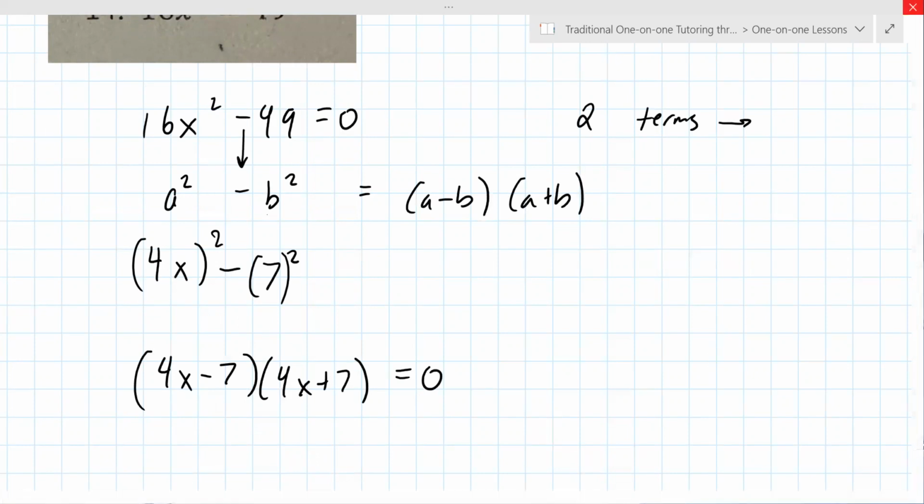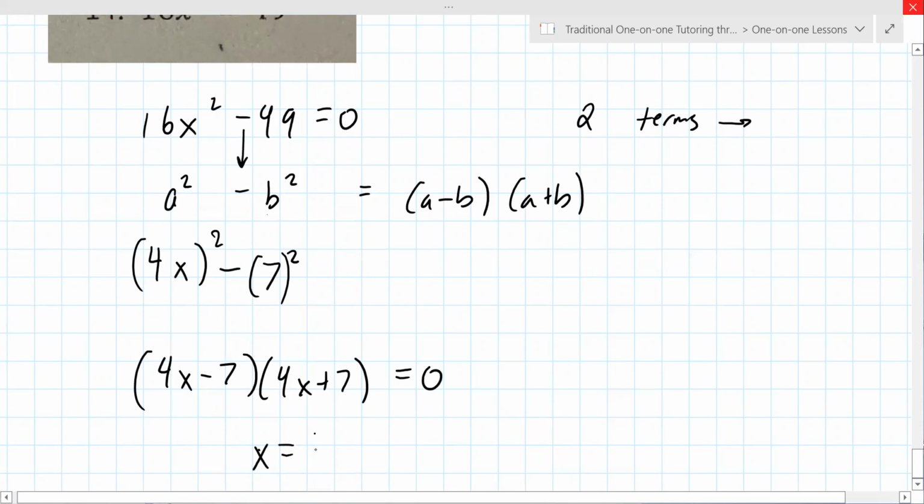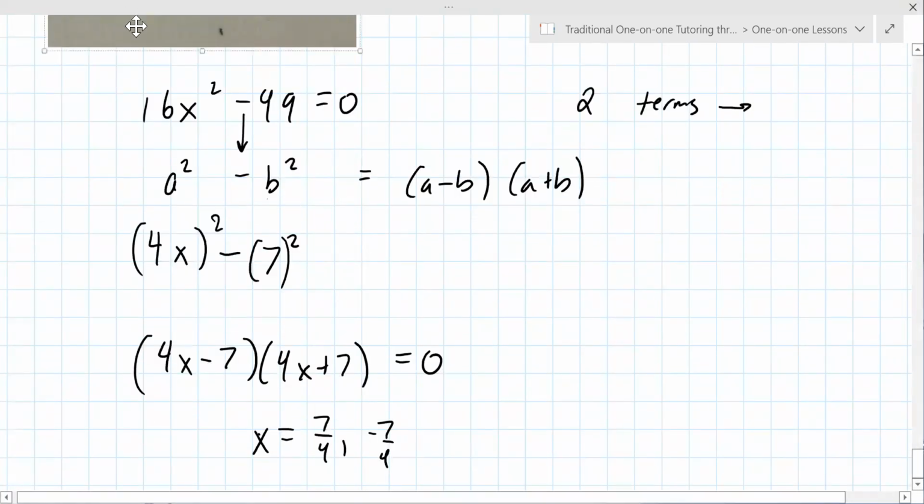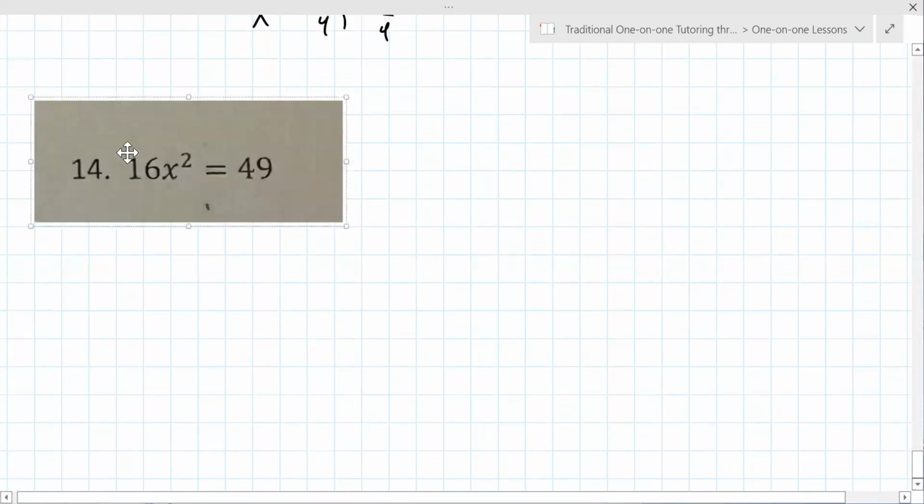And then plus 7, so then x equals 7 fourths, and then x equals negative 7 fourths. Yes. Now, there's kind of another way to do it where you keep it as is. Let me reframe the question. There is another way to do this, but I would discourage you from doing this.